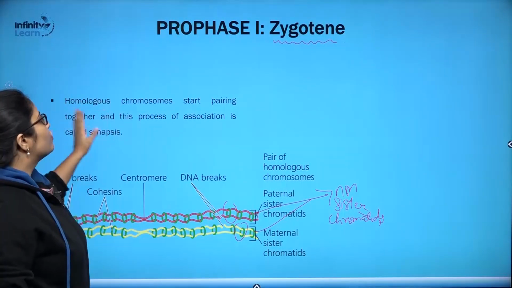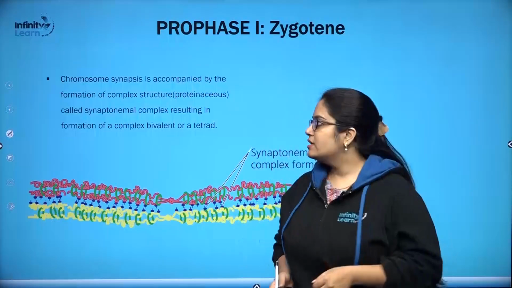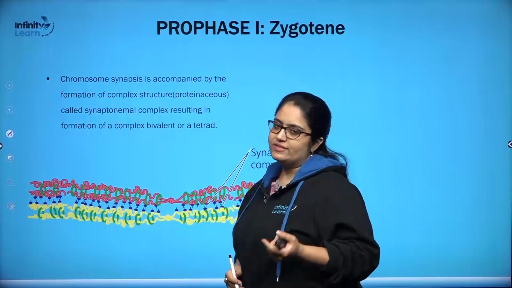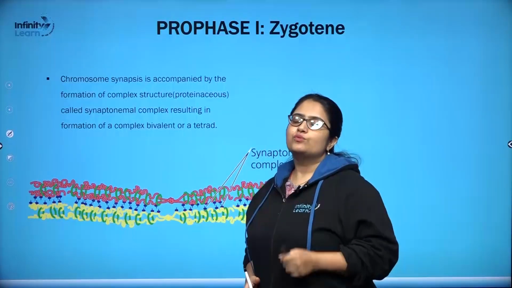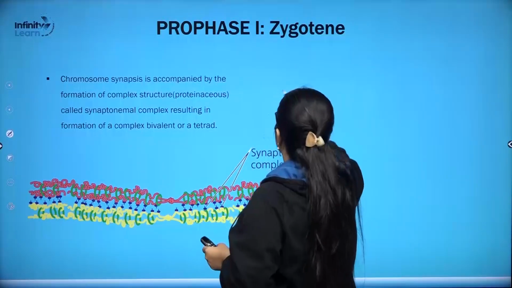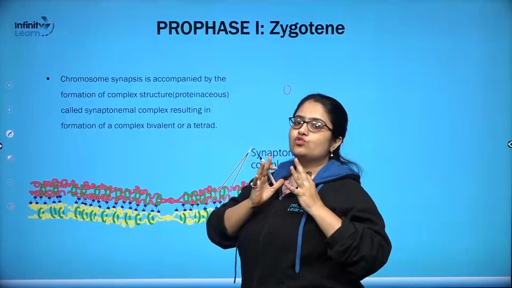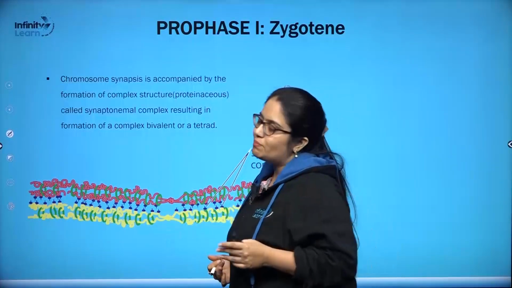So whenever homologous chromosomes start pairing together, this association is known as synapsis. And synapsis is accompanied by the formation of a proteinaceous complex, which is the synaptonemal complex, and as a result the two synapsed homologous chromosomes are known as bivalent or a tetrad. तो ध्यान से देखिएगा, synaptonemal complex क्या करेगा, it will stabilize these two homologous chromosomes so that crossing over can take place easily in the next stage, which is pachytene.